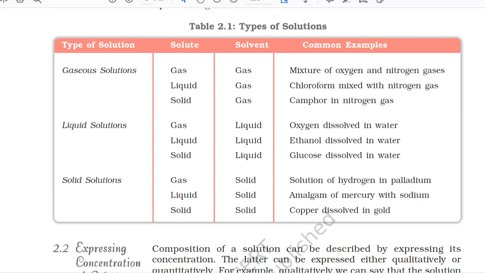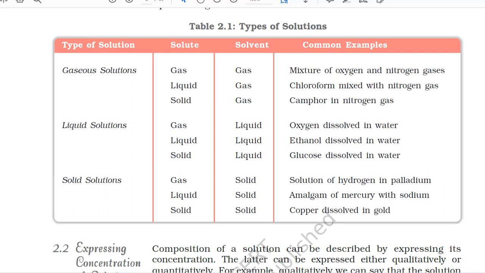Table 2.1 Types of solutions. Types of solution: gaseous solutions. Solute, gas, solvent, gas. Common examples: mixture of oxygen and nitrogen gases. Solute, liquid, solvent, gas. Common examples: chloroform mixed with nitrogen gas. Solute, solid, solvent, gas. Common examples: camphor in nitrogen gas.